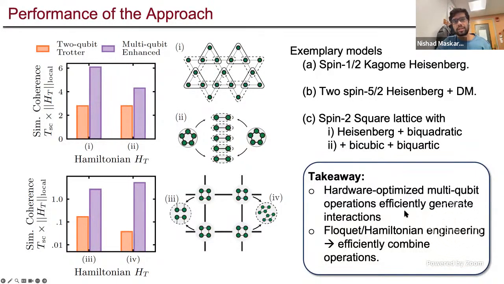So the key takeaways are that these hardware optimized interactions can provide very efficient shortcuts for some of these spin Hamiltonians, and also that this Floquet Hamiltonian engineering toolbox provides a way of really efficiently piecing together these hardware optimized multi-qubit interactions. All right. So that was quite a lot, quite fast. So I'll pause here once more for any more questions. But this is kind of the end of the technical implementation section of the talk.